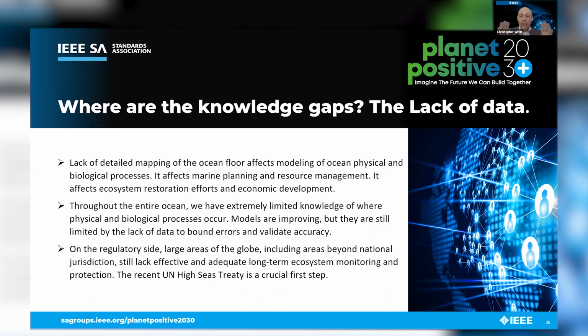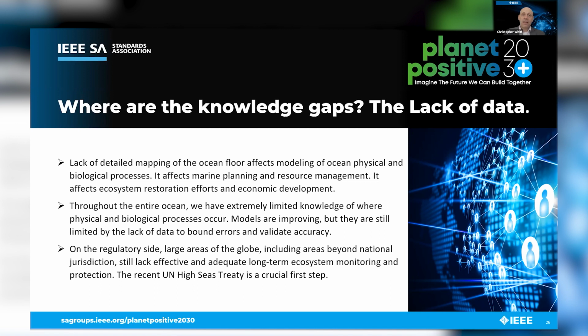So throughout that entire volume of the ocean, we have extremely limited knowledge of where, in detail, specific physical and biological things occur. Those models I mentioned, they are improving, but we're still limited by that data gap to bound the errors in the model and to validate their accuracy. You can kind of imagine the ocean as a black box, and we can measure it around the edges pretty well, but inside the box, we kind of look through a straw once in a while and we see something, and then you try to infer from that what's happening everywhere else. It's really, really quite challenging.